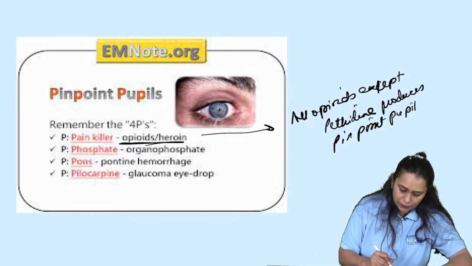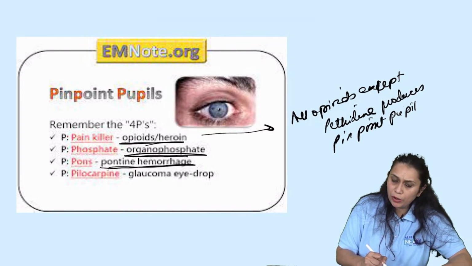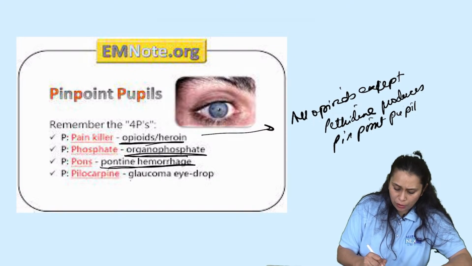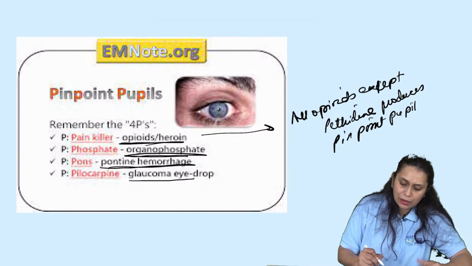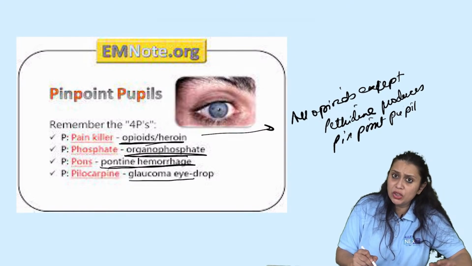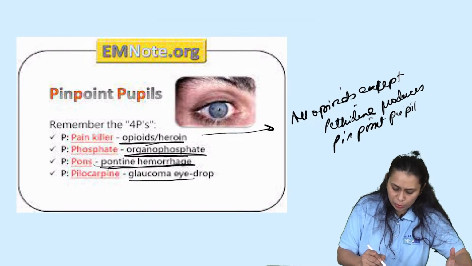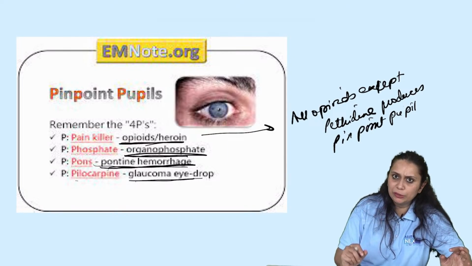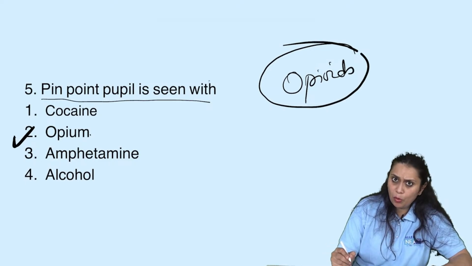Okay. Then organophosphate produces pinpoint pupil, right? Then pontine hemorrhage produces pinpoint pupil, and then your eye drops, glaucoma eye drops like pilocarpine produce pinpoint pupil. So these 4 P's, that is painkiller, that is opioid, phosphates, that is organophosphate poisoning patient, when they come with a pinpoint pupil. Then pontine hemorrhage, pinpoint pupil. Pilocarpine, that is the glaucoma eye drops, produces pinpoint pupil. Okay. So remember, opium produces pinpoint pupil.